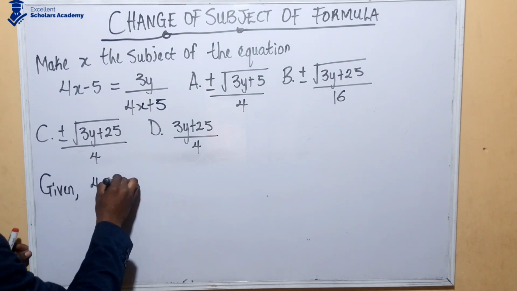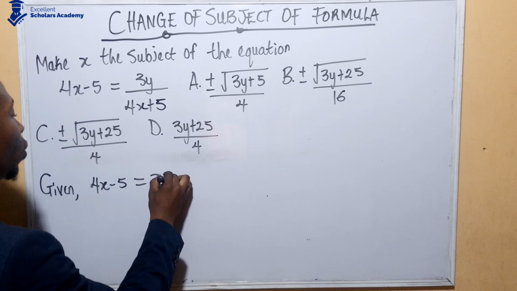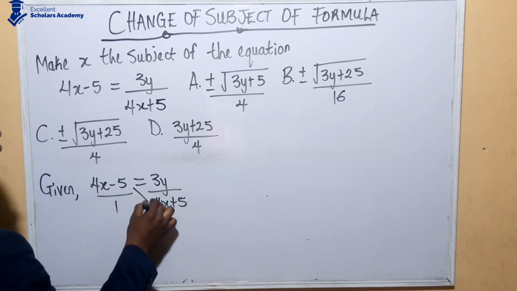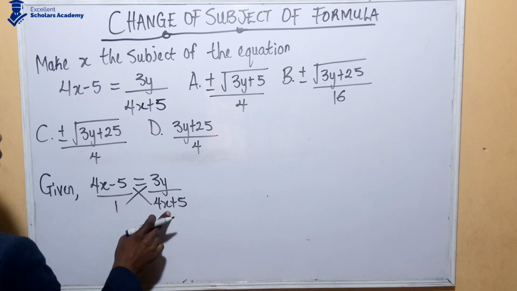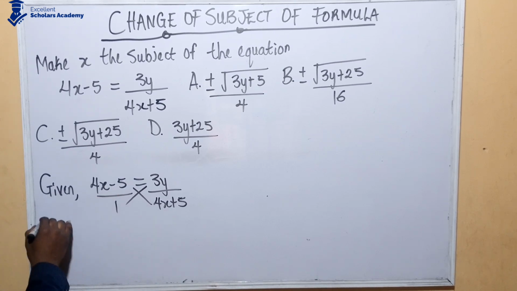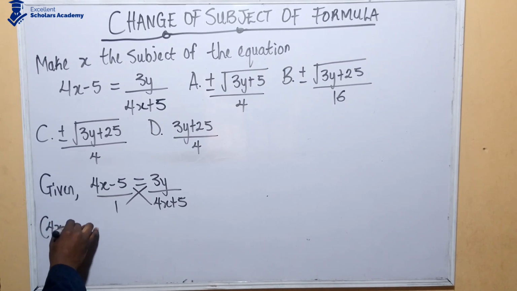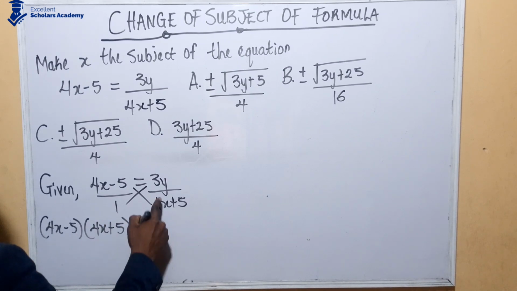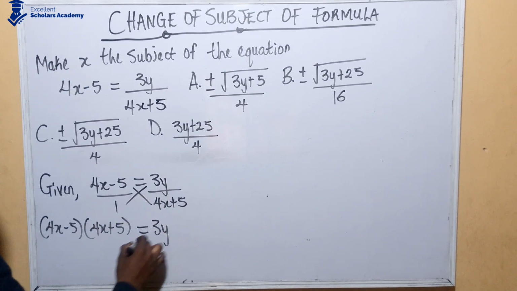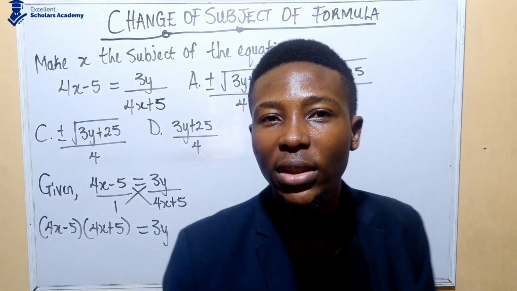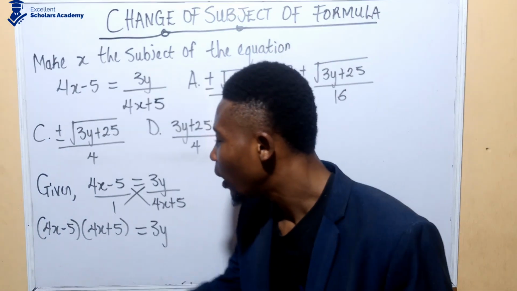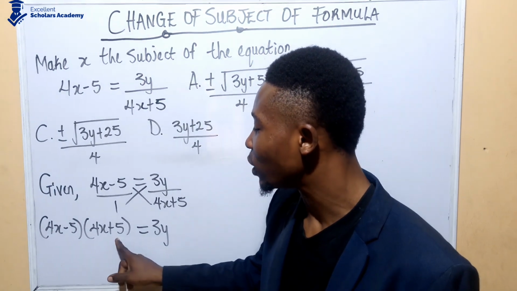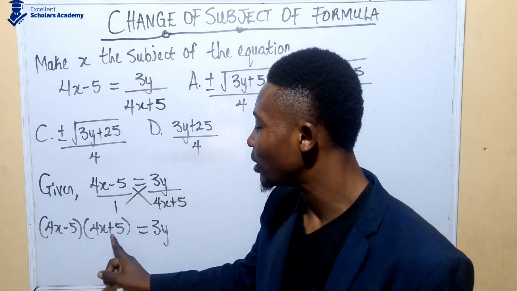Now, of course, you are given 4x minus 5 is equal to 3y over 4x plus 5. Now this is over 1. You can cross multiply. So this is going to multiply this. Our focus is on x. So it becomes 4x minus 5 multiplied by 4x plus 5 is equal to 3y times 1, which gives us 3y. Now, listen very carefully. This is 4x minus 5, this is 4x plus 5. The difference is this is minus and this is plus.